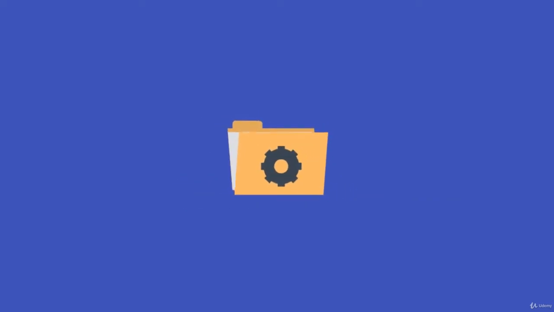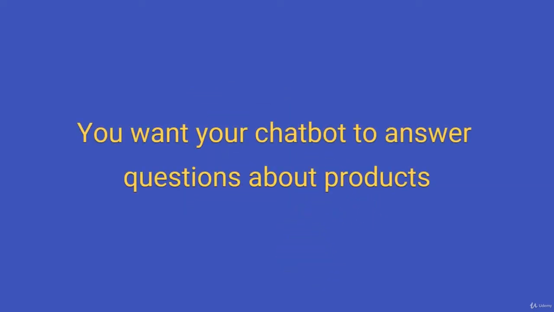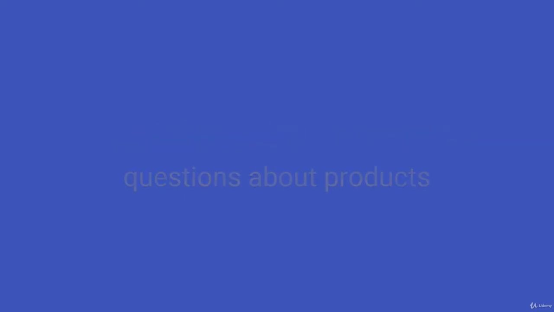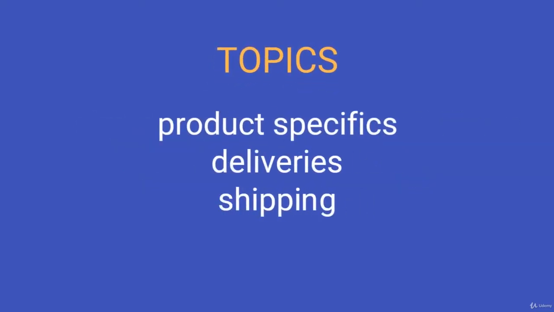To create this model, you need to think about the kind of tasks you want your chatbot to perform. A good tip is to organize your value statement into conversation topics and then segment these topics into tasks you want your bot to perform, which you assign trigger words and phrases to. For example, your value statement could be: you want your chatbot to answer questions about products. Your topics could be product specifics, deliveries, shipping, returns.